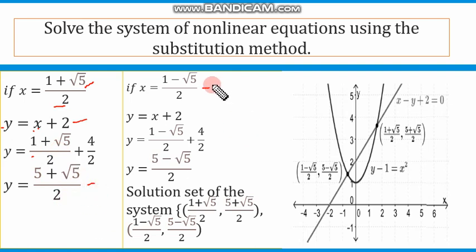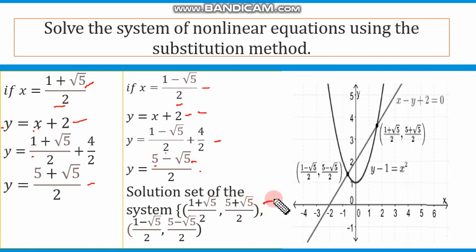While if our x is equal to 1 minus square root of 5 over 2, again y is equal to x plus 2. We will substitute the value of x: 1 minus square root of 5 over 2 plus 2 as a fraction. We take the least common denominator so they are the same, which is 2, so plus 4 over 2. So y is equal to 1 plus 4, that's 5, minus square root of 5 over 2.